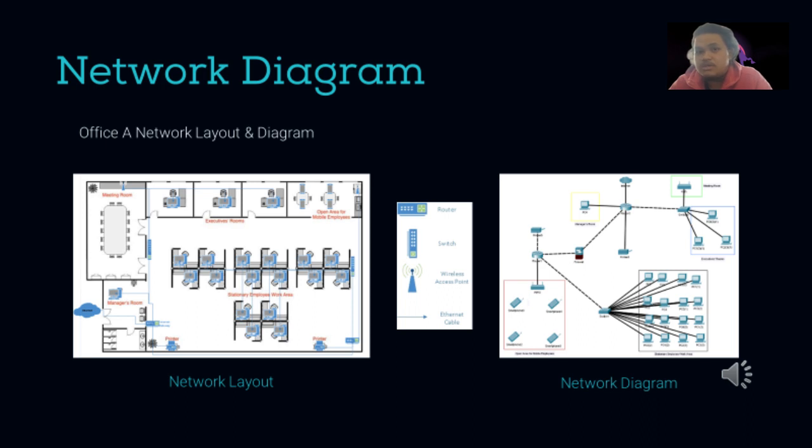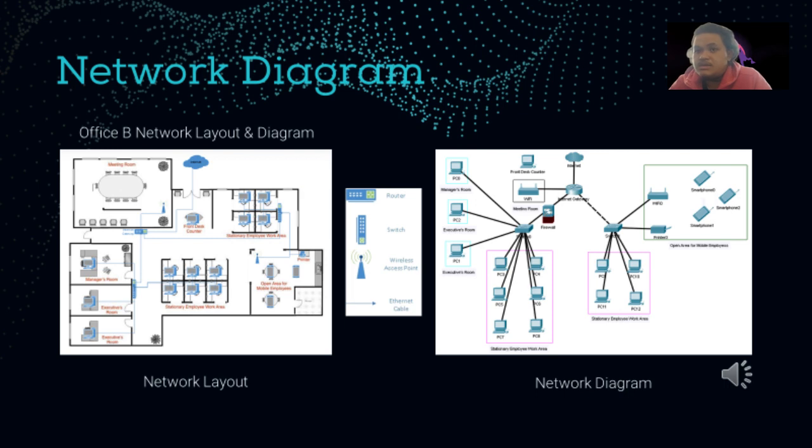For our router, we will connect to a wireless access point and a printer. The diagram beside that is the component level. And the diagram on the right is the network diagram, which is the result from the layout of the diagram on the left.